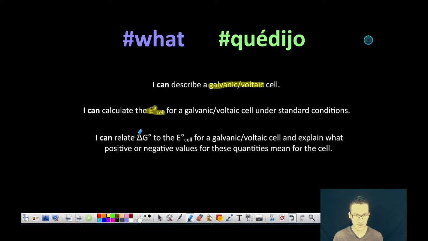And then we're going to relate this quantity called delta G, or Gibbs free energy, to the electromotive force of a cell for galvanic/voltaic cells, and then explain what it means if we have positive or negative values for either one of those quantities.